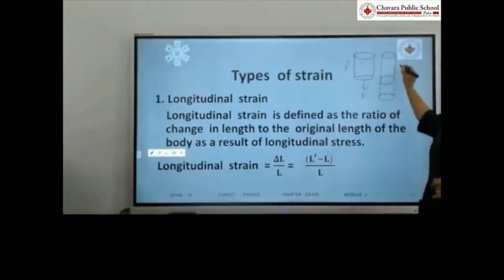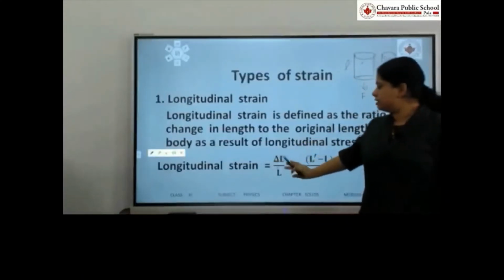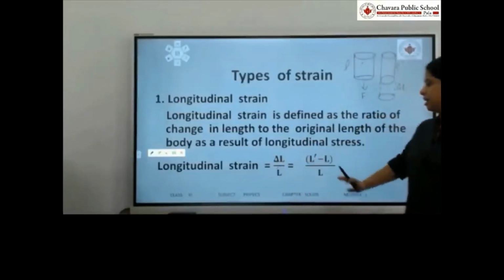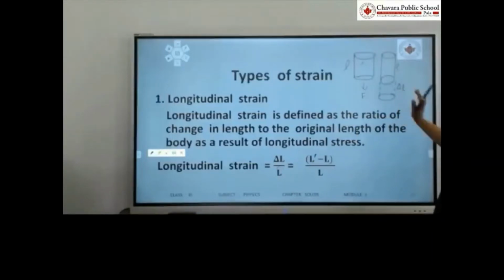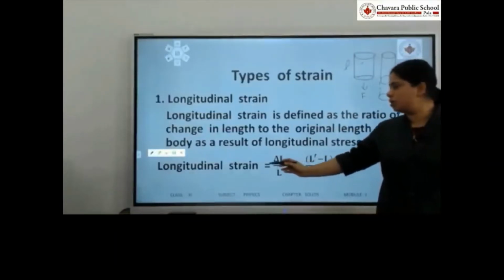So, this is the original length. The change in length is delta L. This longitudinal strain is the change in length with respect to the original length. The change in length is delta L. Delta L by L is called longitudinal strain.